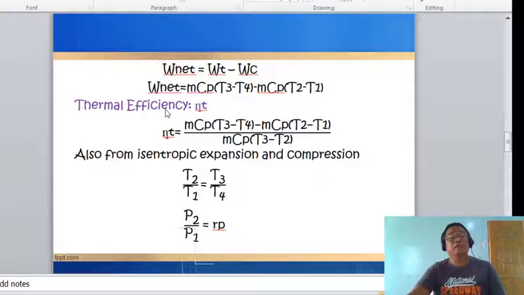So again, from the isentropic expansion and isentropic compression, the relation is T sub 2 over T sub 1 equals T sub 3 over T sub 4, or P sub 2 over P sub 1 equals RP. Okay?